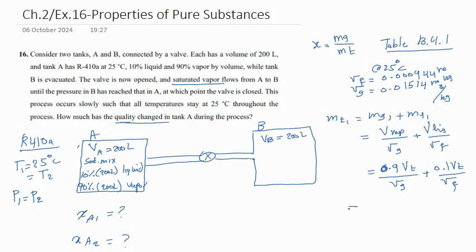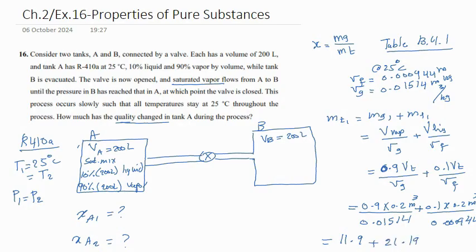So plugging in the numbers here, this will be 0.9 times 200 liter, which is 0.2 meter cube, divided by 0.01514, this is the vapor specific volume, plus 0.1 times 0.2 meter cube, divided by 0.000944, equals 11.9 plus 21.19, totaled 33.07 kilogram.